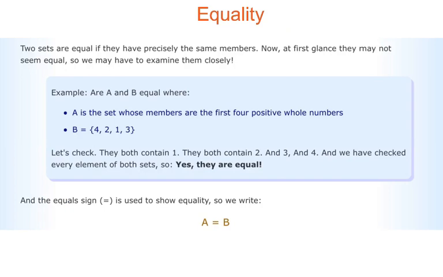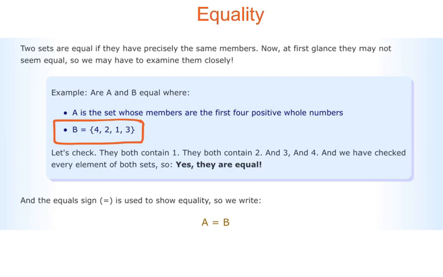Equality. Two sets are equal if they have precisely the same members or same elements. Now, at first glance, they may not seem equal, so we may have to examine them closely. Example, A is the set whose members are the first four positive whole numbers. So the first four positive whole numbers would be 1, 2, 3, 4. But it is not in that order here. It is 4, 2, 1, 3. All mixed up, all over the place.